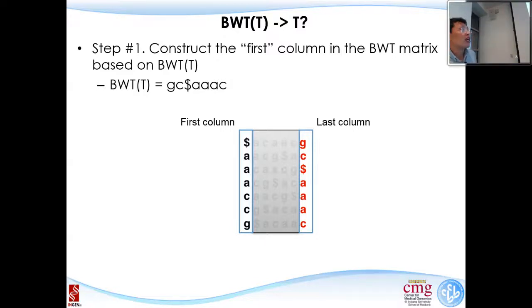But the nice part is you have the first column. Why is that? The first column is being sorted. You have one dollar here. In this, you have 3 As, you put 3 As here. And then you have 2 Cs, you put 2 Cs here, and G, right? So this is sorted. That is how we initially got it. Okay?